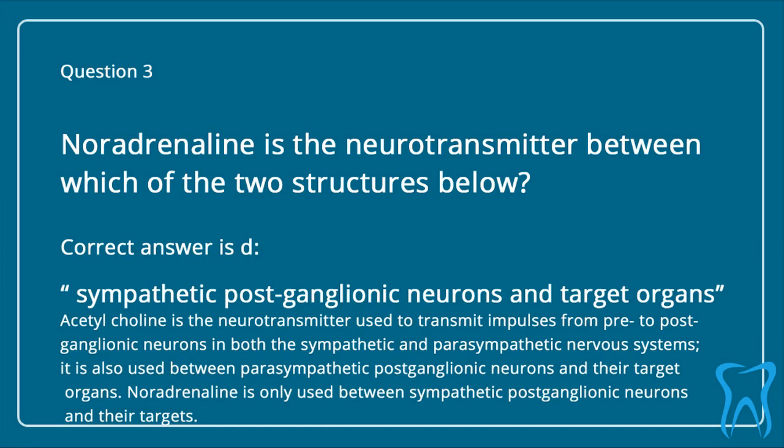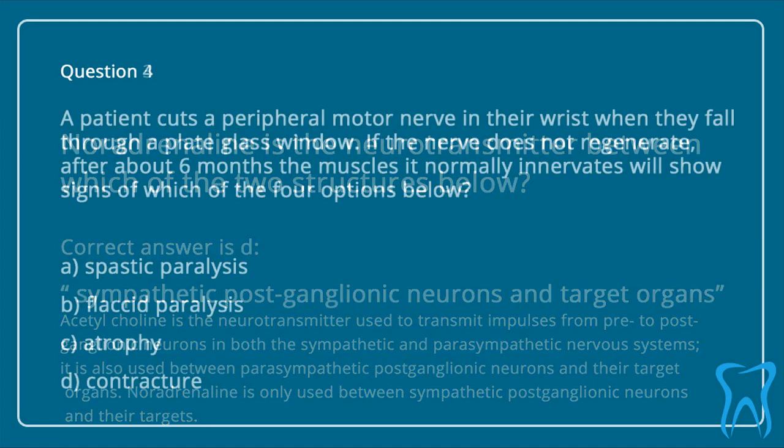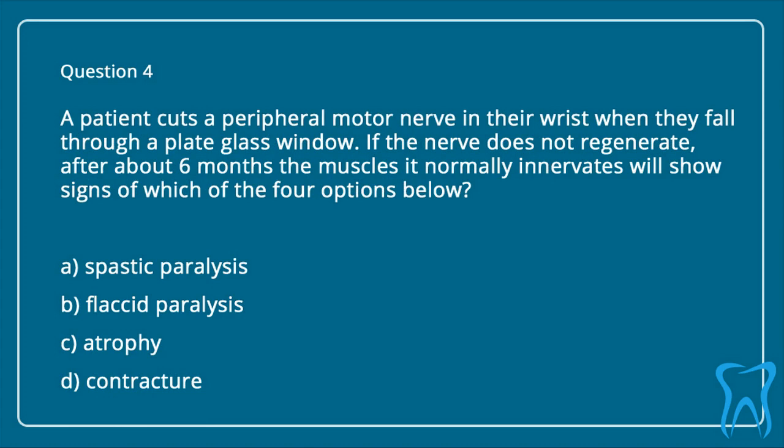Acetylcholine is the neurotransmitter used to transmit impulses from pre- to postganglionic neurons in both the sympathetic and parasympathetic nervous systems. It is also used between parasympathetic postganglionic neurons and their target organs. Noradrenaline is only used between sympathetic postganglionic neurons and their targets.